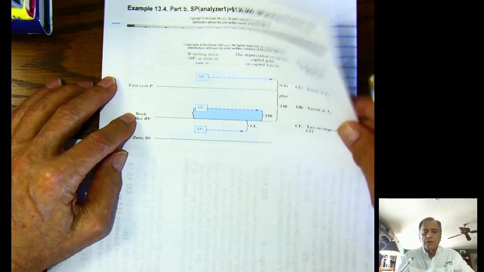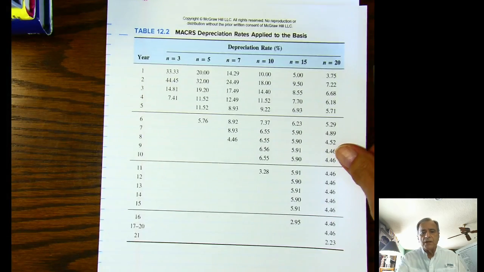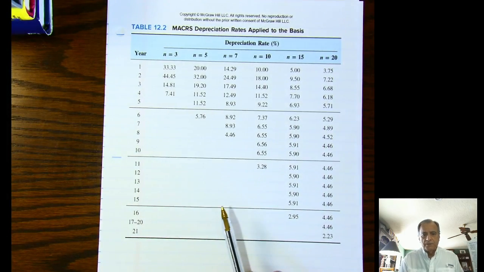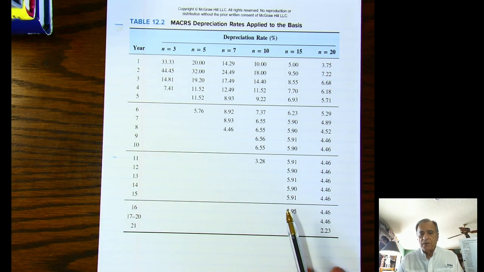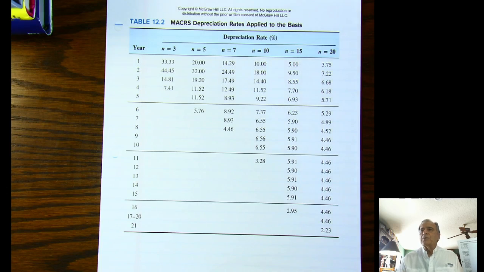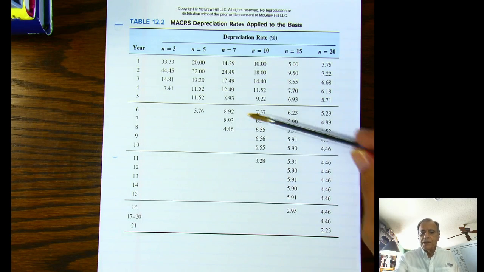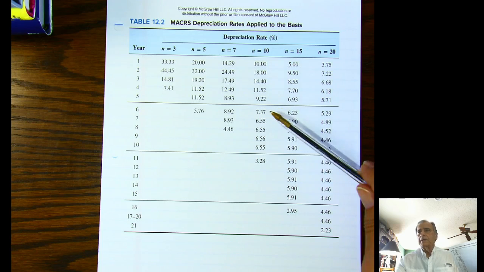And I'm going to go to the last slide that I have in this set of notes. Recall this table from Chapter 12, which I will have with your final exam. You don't have to memorize any of this, but if you add up every one of these columns, they all add up to 1 or 100%. So that means you depreciate 100% of the price of the asset as long as it lasts 1 year beyond what we call the property category.